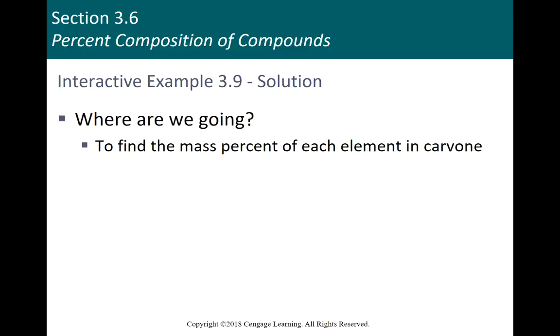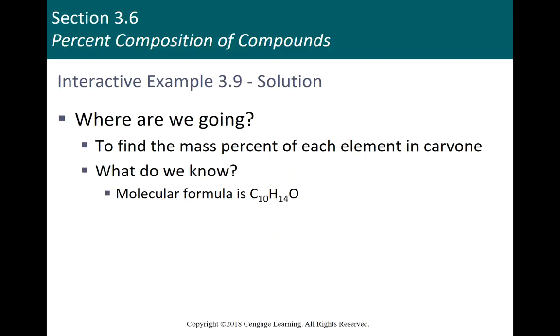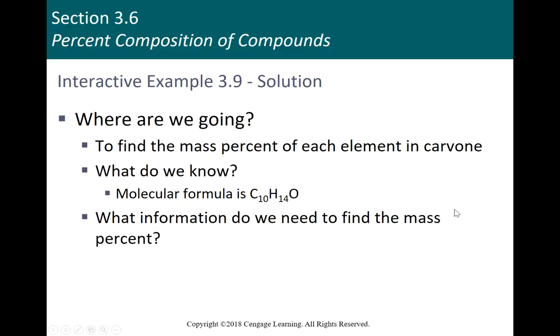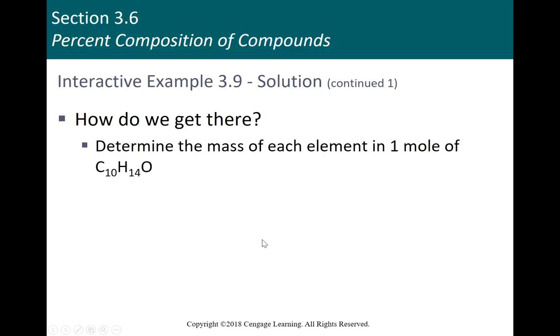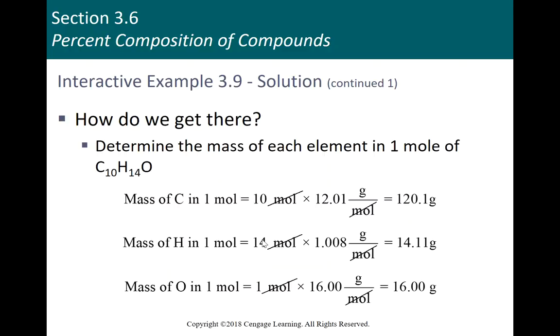So where are we going? We're trying to figure out the mass percent. What do we know? We know the molecular formula. We also actually know the atomic masses from the periodic table and the molar masses. So how do we get there? We determine the mass of each element in 1 mole. So again, just kind of like we did when we were calculating molar mass, just look at these things separately, calculate each of these separately and just kind of set it aside. Now to figure out the molar mass, what you're going to do is add all those together.